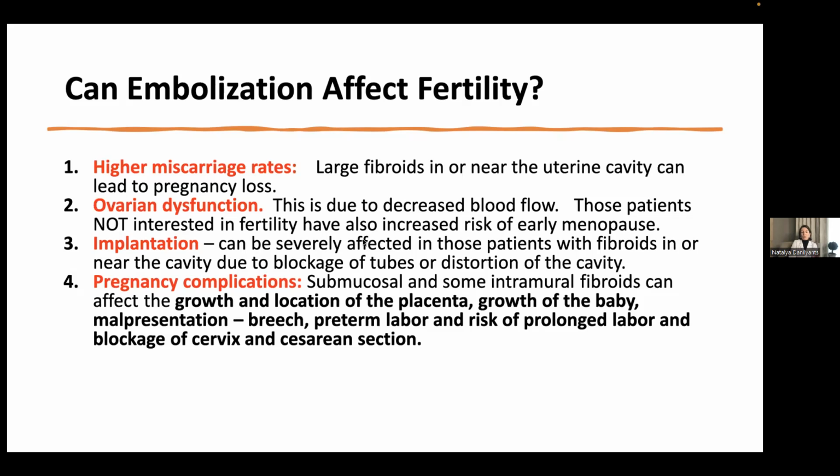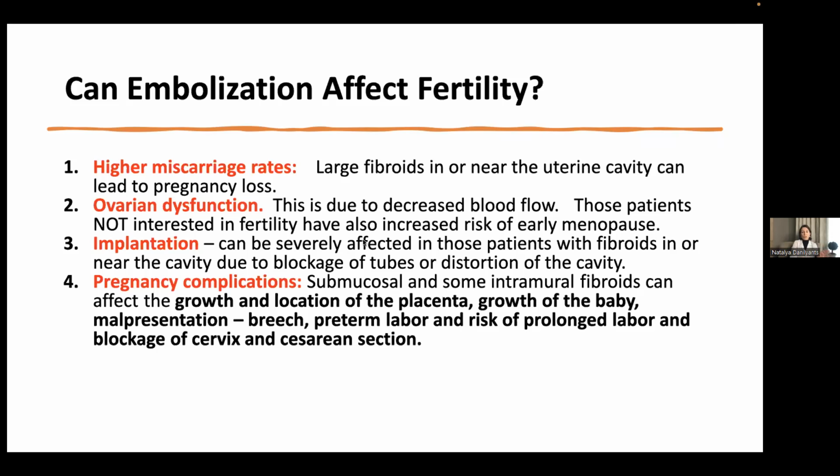Implantation. So again, if the fibroids are in the cavity or near the cavity, that's going to either block the fallopian tubes or impact pregnancy. And again, embolization is not helping with that. Pregnancy complications. Again, fibroids can affect the growth of the placenta, which is where the fetus gets blood supply. It can affect the location of the placenta, can affect the growth of the baby, can cause breech presentation, which is, you know, upside down, can lead to preterm labor, risk of prolonged labor, all these different things that, again, embolization is not addressing.